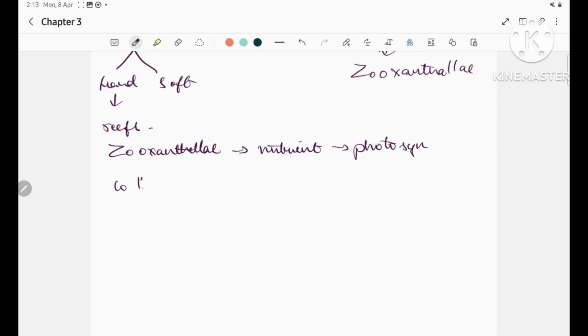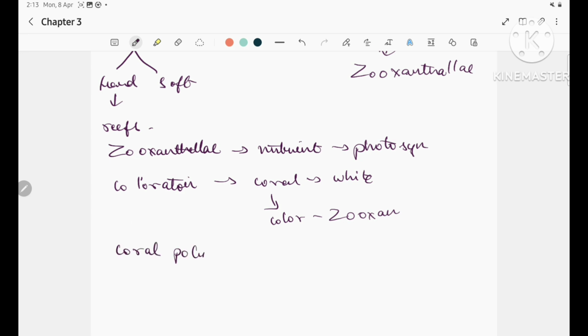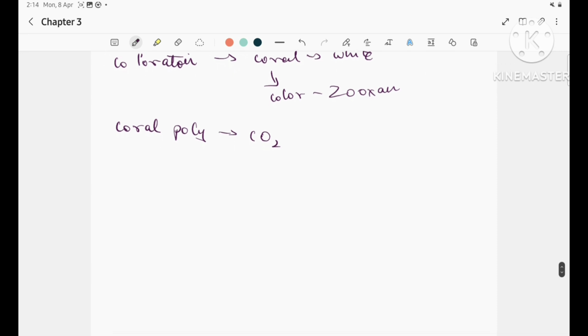These corals are colored, but corals are actually white or clear. The color is due to the algae zooxanthellae. Next is the coral polyp. What is a coral polyp? It protects the zooxanthellae and supplies the carbon dioxide for photosynthesis.